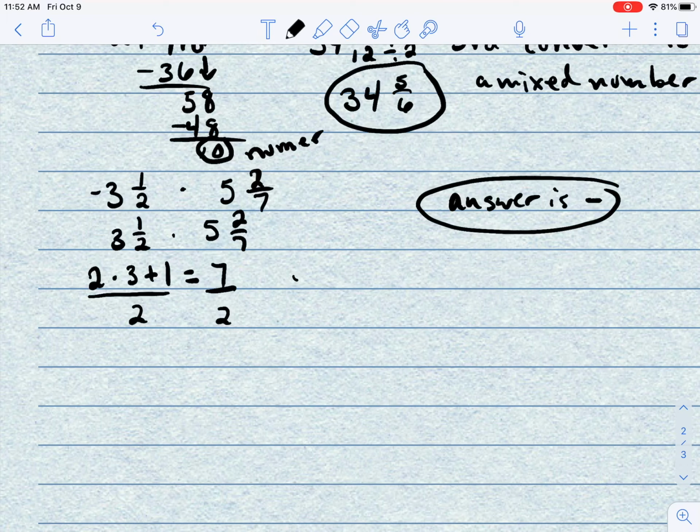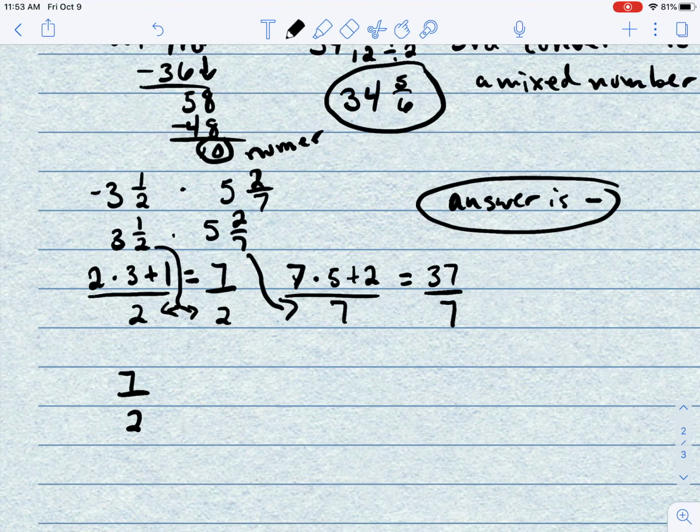Okay, the second mixed number, so 7 times 5 plus 2 equals, well, 7 times 5 is 35, plus 2 is 37. And once again, we keep our same denominator, so this would be 7 and 7. So the same denominator as here. And same thing here. Okay. So we've done our first step. We rewrote them as improper fractions.